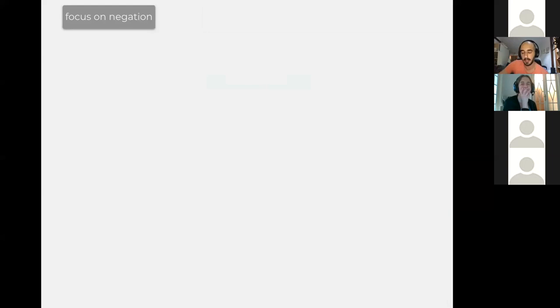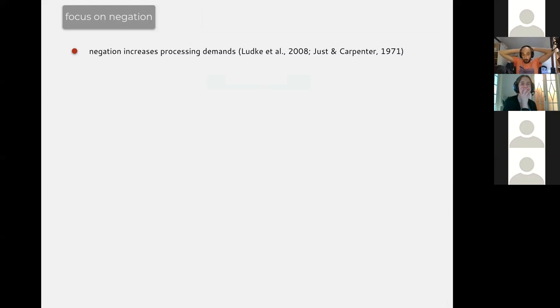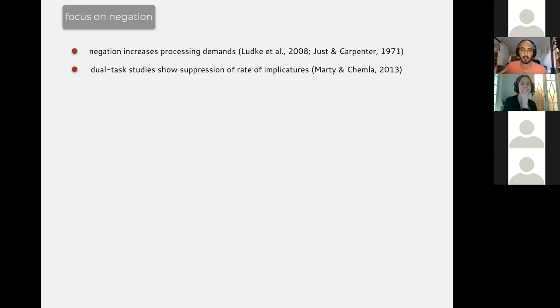Why? Well, first of all, we know that negation increases processing demands. We've known this for quite a long time in a lot of studies. So it has a burden on the processing of the sentence. And also we know from some studies that employed a dual task, so for instance, you had to keep in memory certain strings or certain numbers or count backwards, that if you overload your working memory, then you're going to obtain a suppression rate of implicatures. So negation imposes a processing load, and we know the processing load results in a suppression of implicatures. There is a strong expectation that negation is going to interfere with scalar derivation, okay?